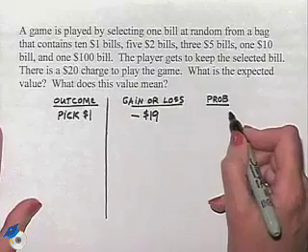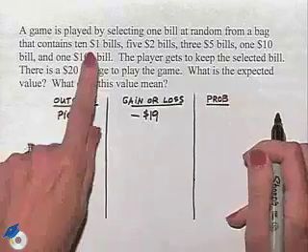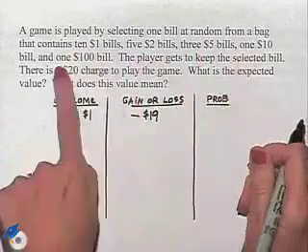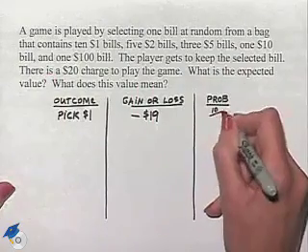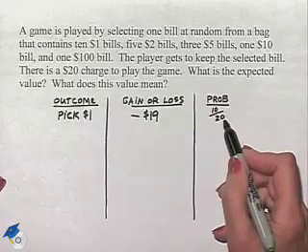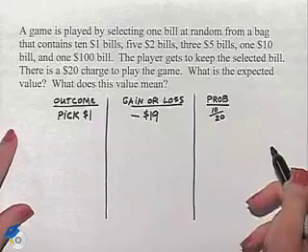What is the probability of choosing the $1 bill? Well, we have 10 $1 bills out of, and we have 10, 5, 3, 1, and 1. That's 20 bills altogether. So the probability is 10 out of 20. We could reduce this, but it's probably going to be better to keep the denominators the same for our probabilities as we move along in the problem.